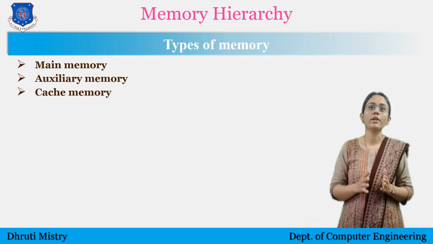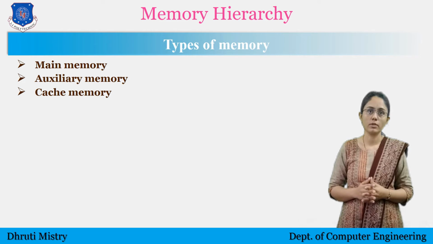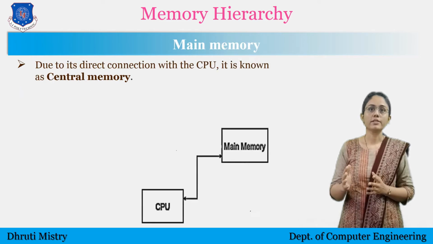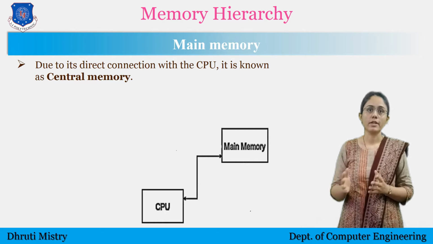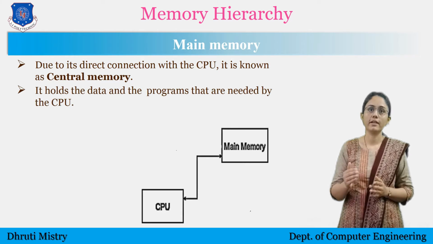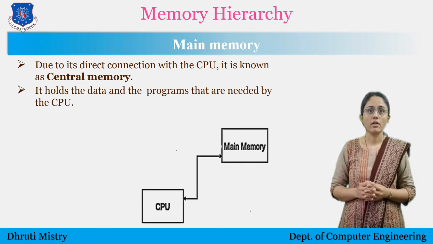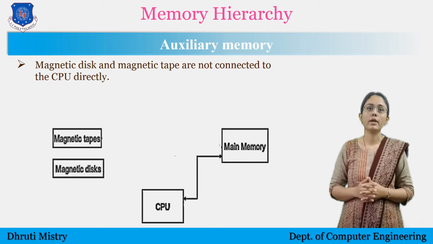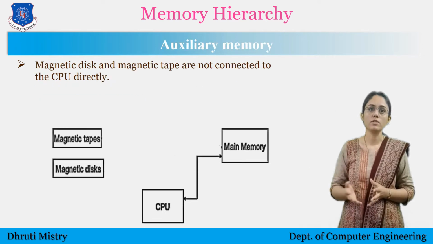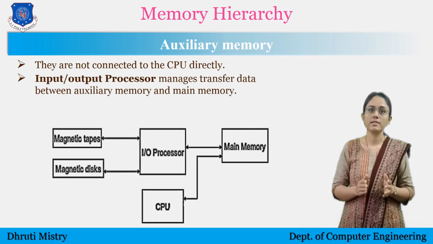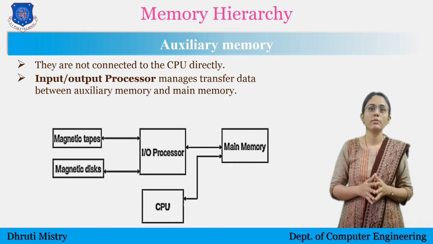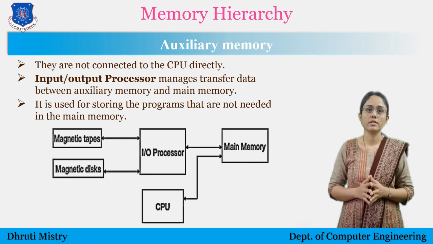So now let's see how main memory functionally works with the CPU. Due to the direct connection of main memory with the CPU, it is known as central memory. It holds the data and the programs that are needed by the CPU. Next, auxiliary memory like magnetic disk and magnetic tape are not directly connected to the CPU. There is an interface called the input-output processor that manages data transfer between auxiliary memory and main memory. It is basically used for storing the programs that are not needed in the main memory.